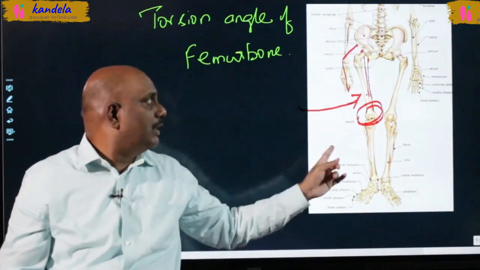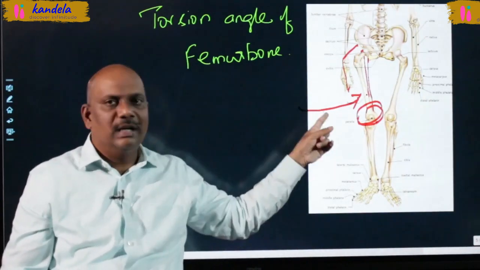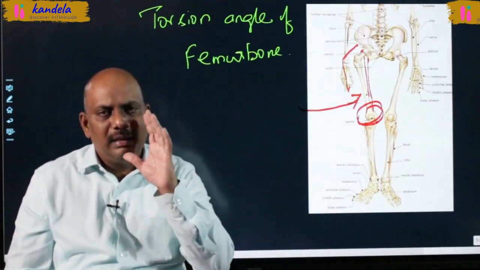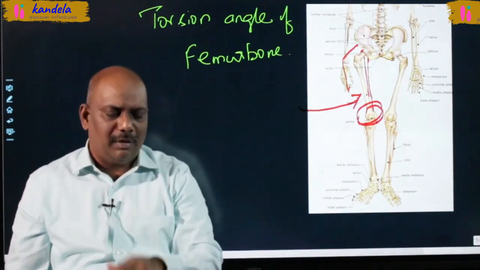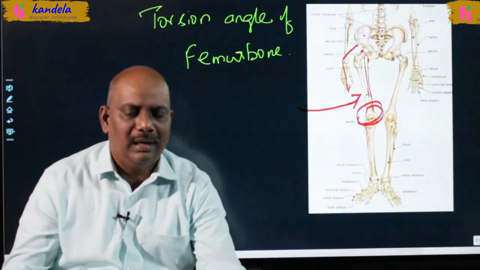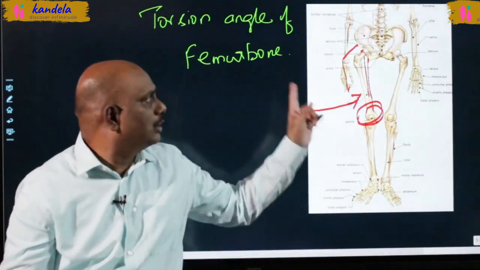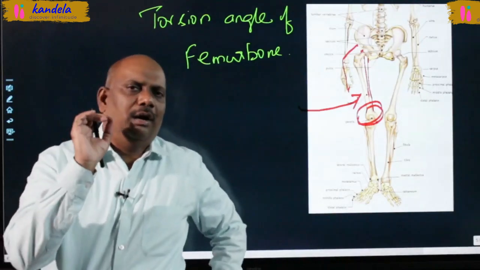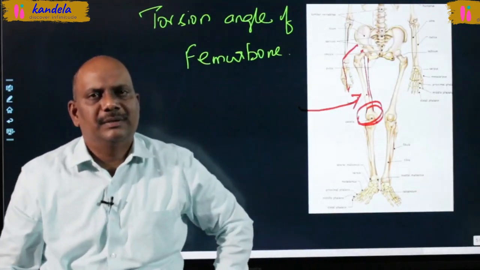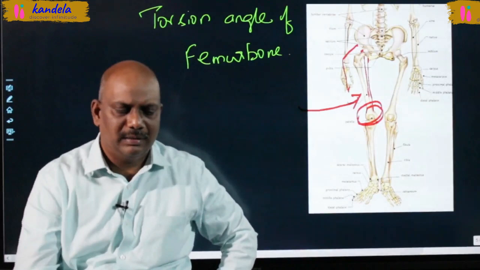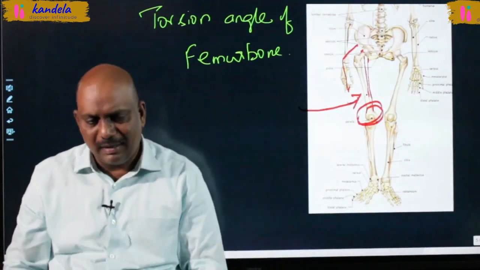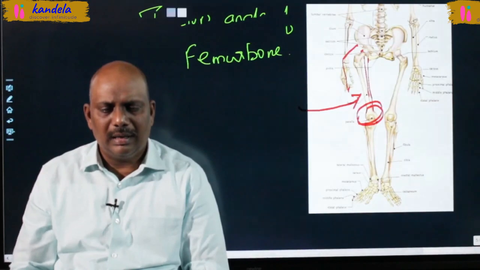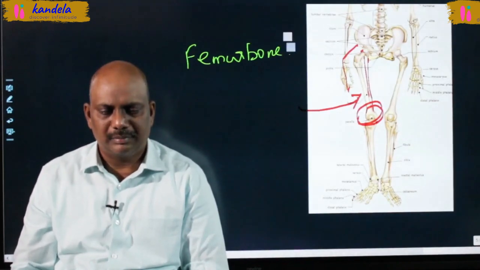The presence of this torsion angle is also a weight bearing modification, and this weight bearing modification is found in Australopithecus, that is, the torsion angle of the femur bone is present. Next, one important thing: we got an erect posture and also a bipedal locomotion.